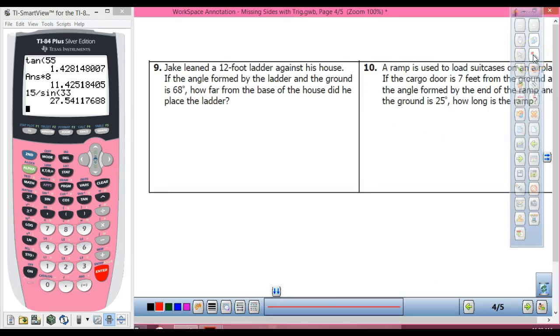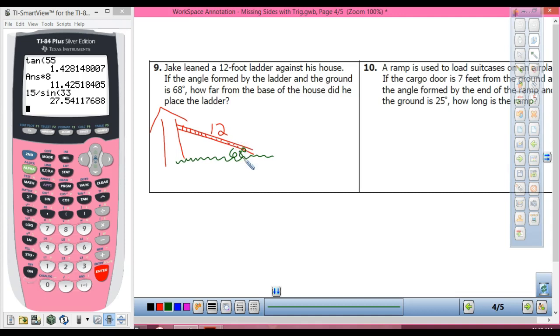Alright, so number 9, we've got Jake leans the ladder against his house. Since you guys didn't like my half a house, he's got his ladder leaning up against this. How long is his ladder? 12. It says the angle formed by the ladder and the ground. Here's the ground. What angle are we looking at? The bottom right one, right?